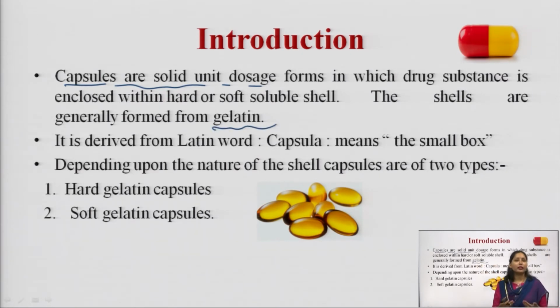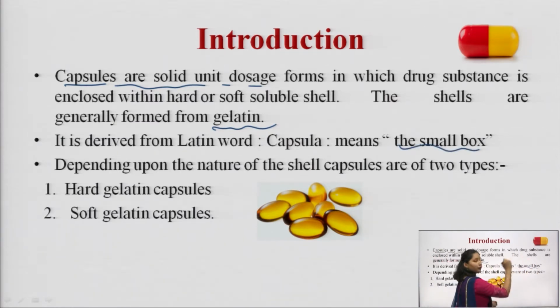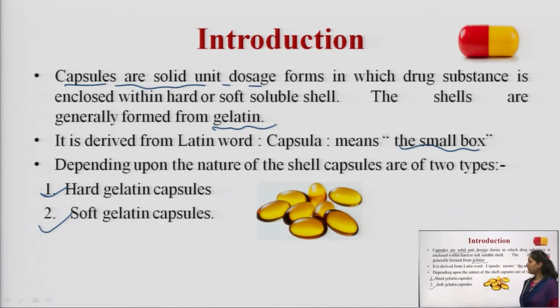Now, from where has this word been taken? The word capsule has been derived from the Latin word capsula, which means the small box. What do you mean? The small box in which the drug is enclosed. Depending upon the nature of the shell, capsules are of two types: hard gelatin capsules and soft gelatin capsules.